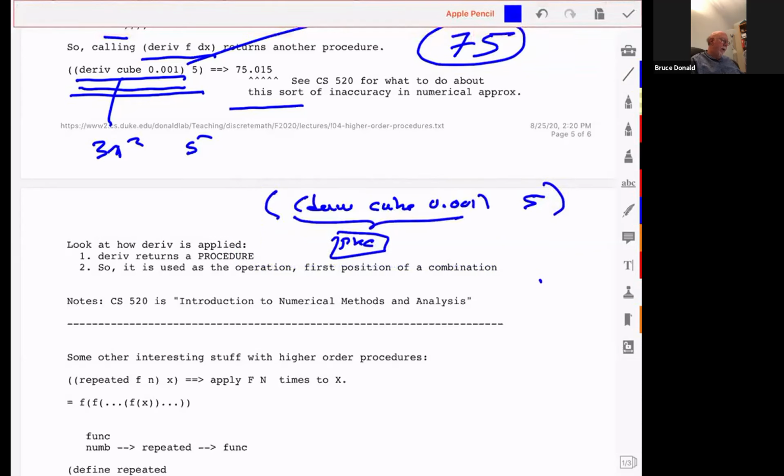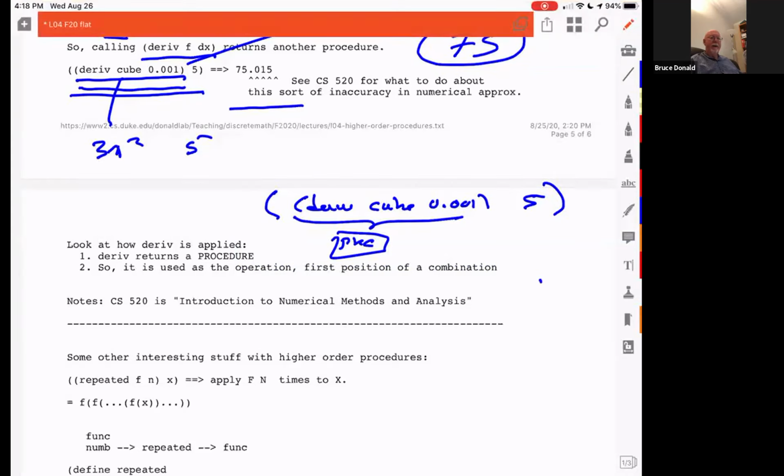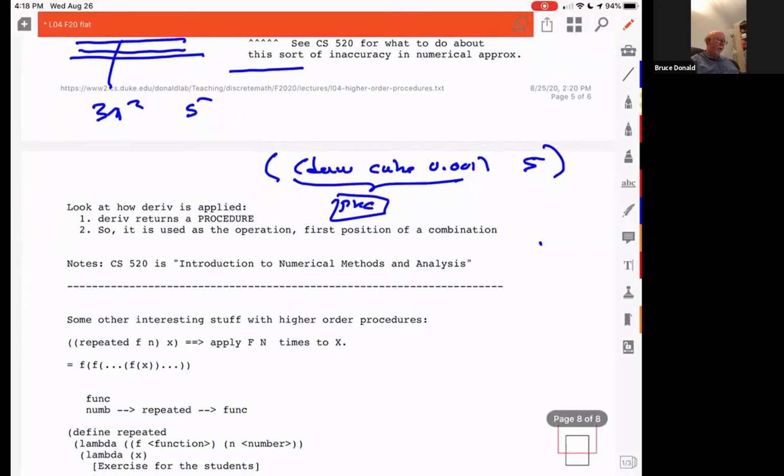Okay. We have a great course taught by Xiaobai, who's amazing, and great teacher, talks about numerical methods in computer science. I highly advocate that course as you go on in your CS career.